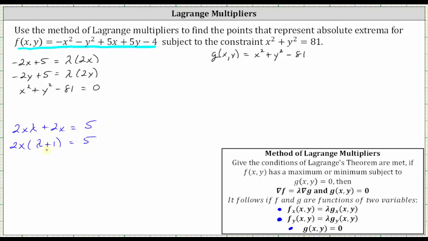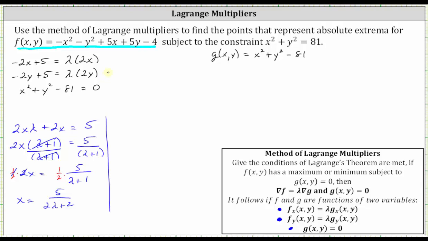Next, we divide both sides of the equation by lambda plus 1. Simplifying, we have 2x equals 5 divided by the quantity lambda plus 1. Instead of dividing both sides by 2, let's multiply both sides by 1/2. Simplifying, we have x equals, let's write the right side as 5 divided by the quantity 2 lambda plus 2.